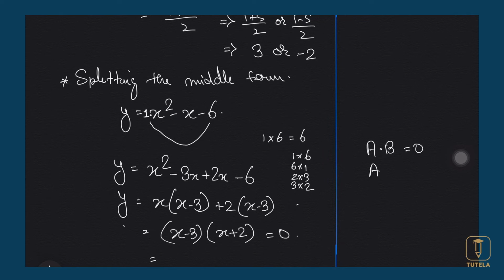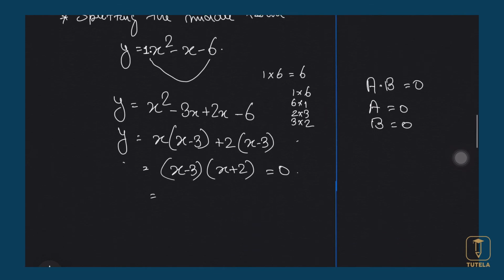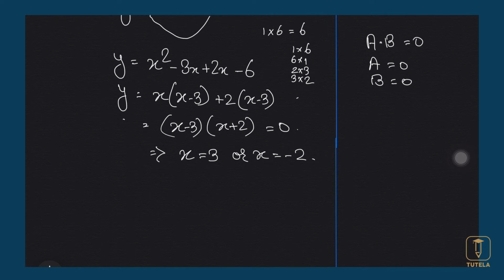So either a is equal to 0 or b is equal to 0. We can equate them separately to get the solution. So here, either x is equal to 3 or x is equal to minus 2. These are the two methods which we must be familiar with while solving a quadratic.